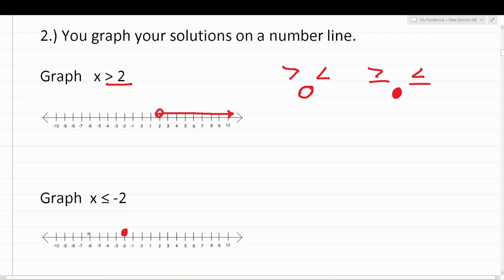Well, which values on this number line are less than or equal to -2? Well, that's -3, -4, -5, -6, and so on and so forth. So we're going to draw our arrow this way to indicate that all those values are solutions. All right, and that's all there is to graphing. Open circle, closed circle. Read the solution, draw your arrow accordingly.